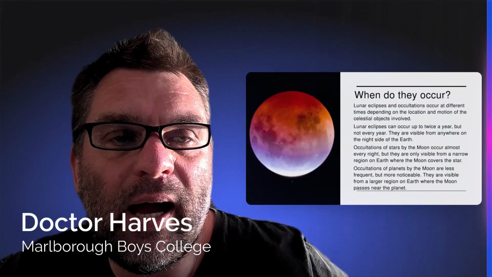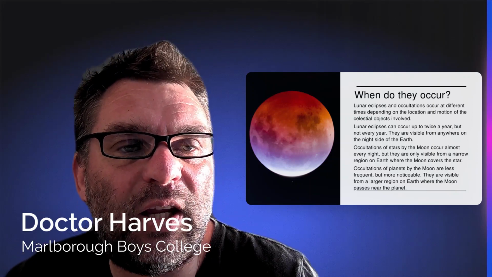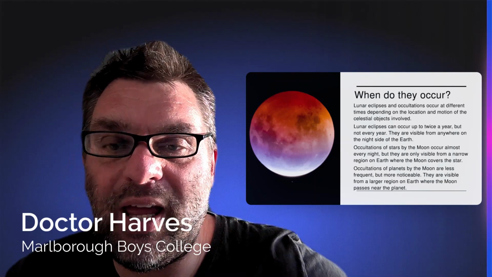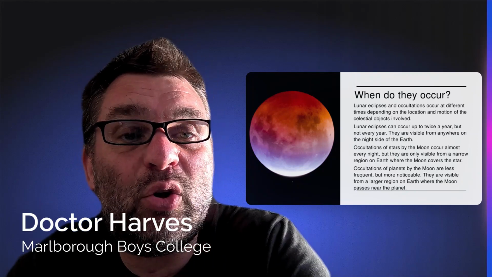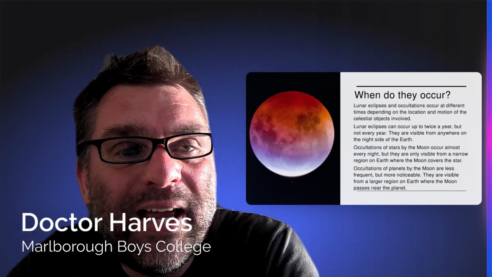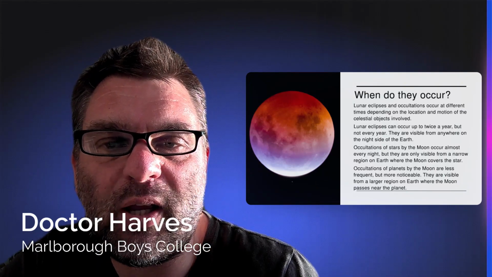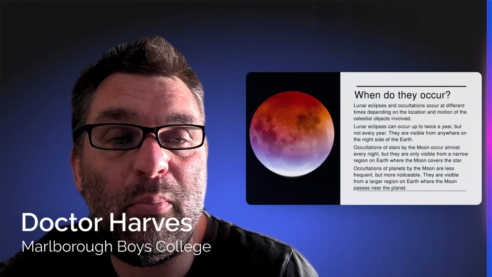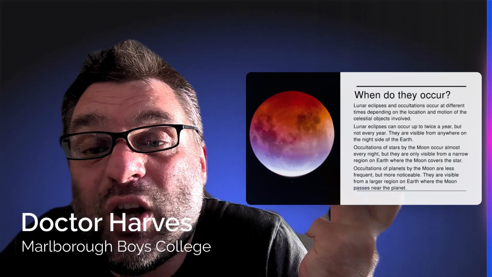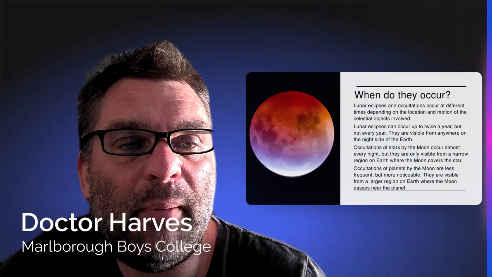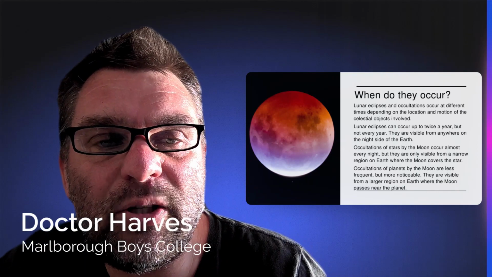And when do they happen? Well, lunar eclipses and occultations happen at different times of the year, depending on where you are on Earth, and also where the planets and stars are in relation to each other and the Moon. Lunar eclipses happen about twice a year, but not always every year, and they're visible wherever it's nighttime on Earth. It makes sense, because otherwise you wouldn't be able to see the Moon. Occultations of stars by the Moon occur basically every night, so you could see it with a telescope, but they're only in a narrow region of the Earth where that actual alignment occurs.